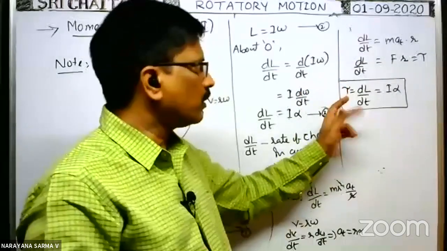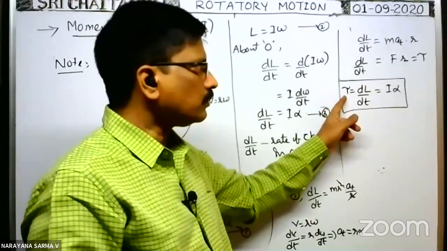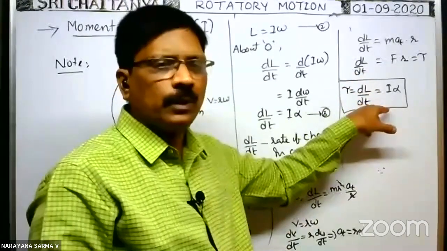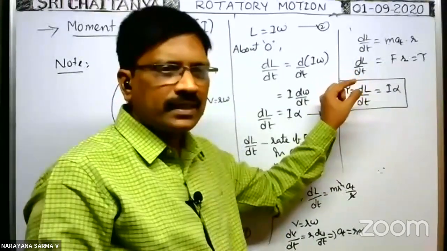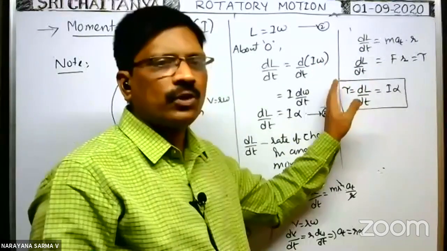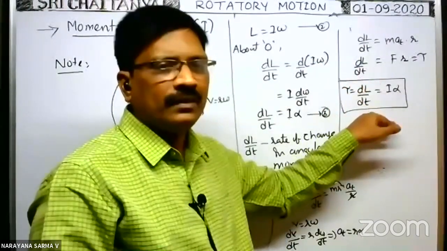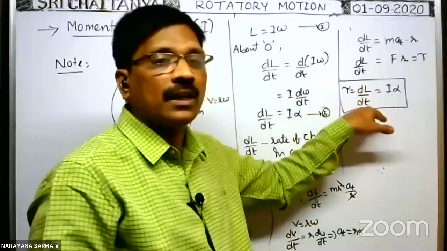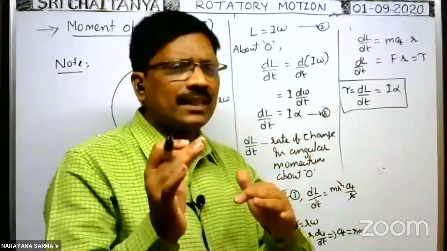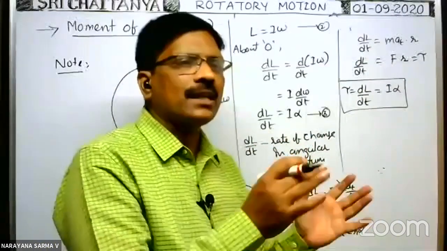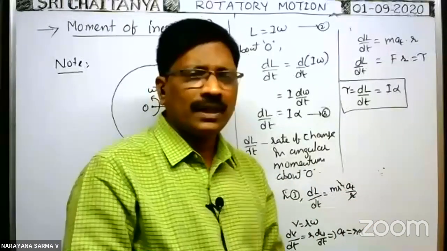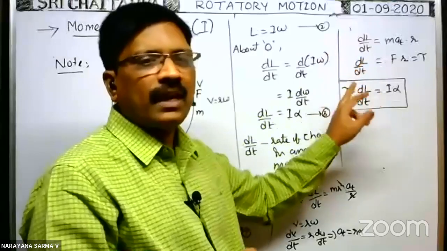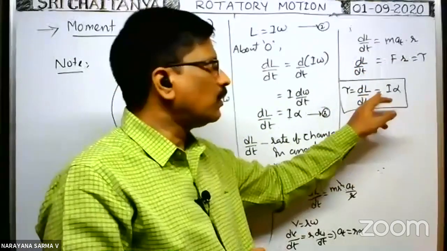In translatory motion, force F is equal to the rate of change in the linear momentum of a body. According to Newton's second law, force acting on a body is equal to the rate of change in the linear momentum of a body. In rotatory motion, torque acting on a body is equal to the rate of change in the angular momentum of a body. Both are similar terms, because in translatory motion we have linear momentum and in rotatory motion we have angular momentum. That's why the torque acting on the body is equal to the rate of change in the angular momentum of a body, which is equal to I into alpha.